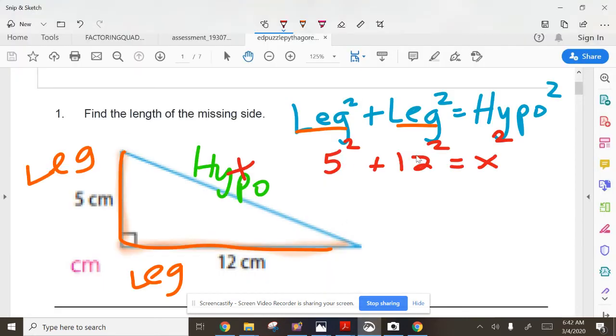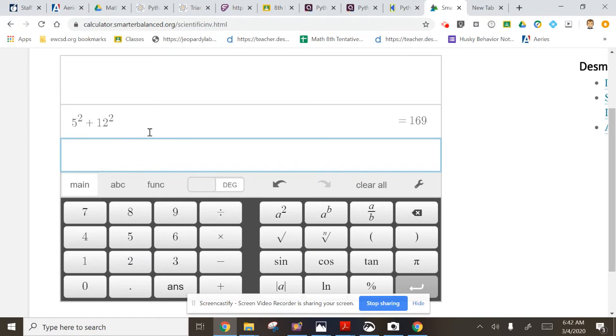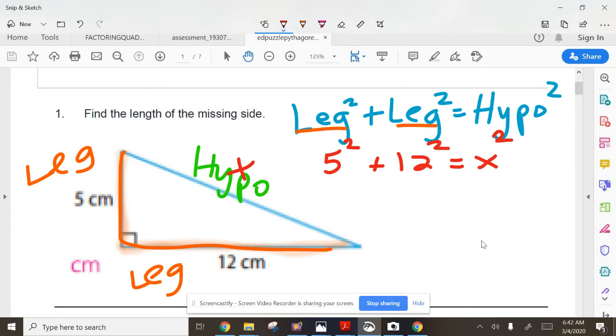So when you have that here, isn't that interesting how that all worked out? It's not always going to work out that way, because what if 12 was my hypo? Then it wouldn't work out that nicely. But when you have both your legs, your calculator becomes very easy to use. So now you have 169 here. So let me put all of this equaled 169, which is x squared, right?